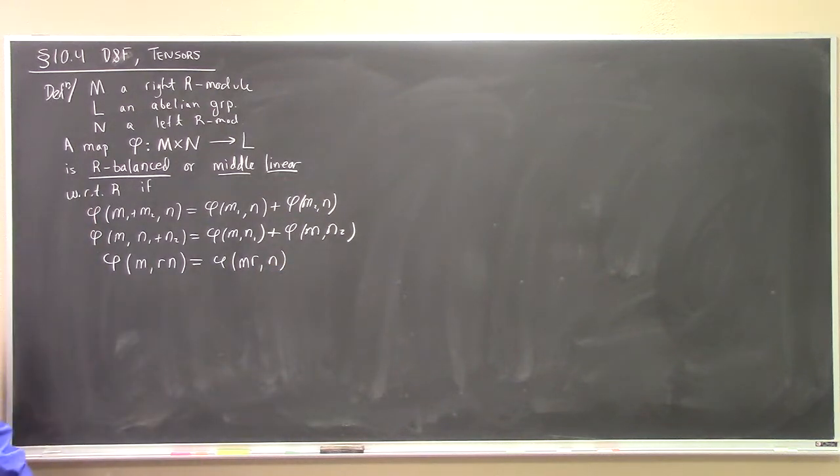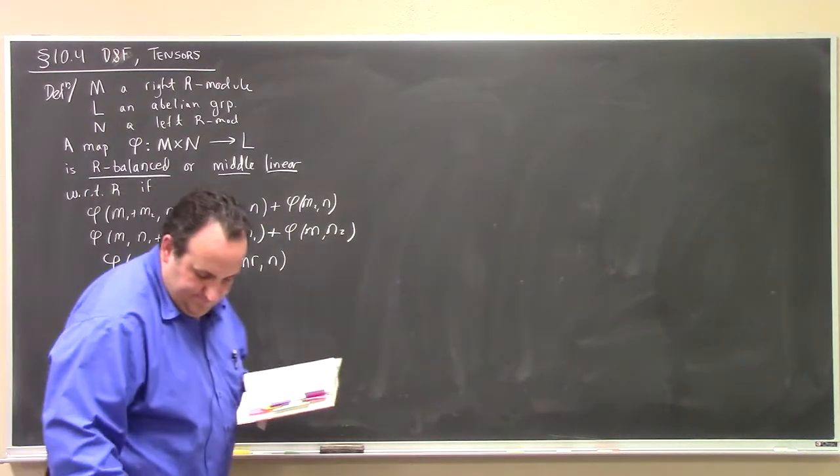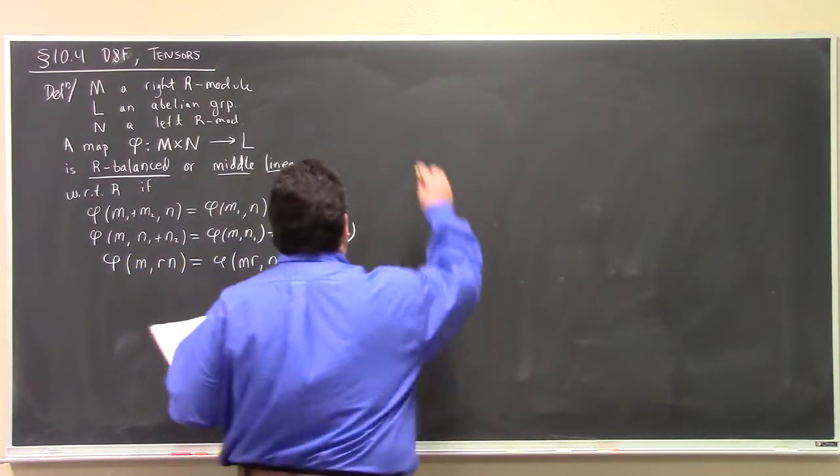So you can move the R from one slot to another, all right? But the R is not... Yeah, R doesn't have to be commutative here, I don't believe. And then this gives us Theorem 10. So here's Theorem 10.